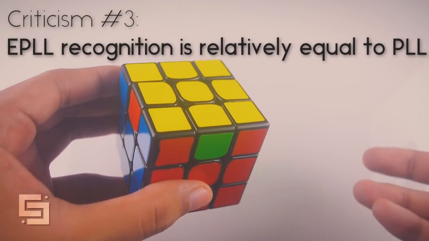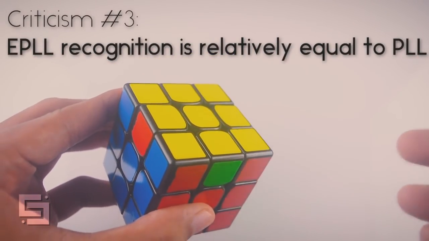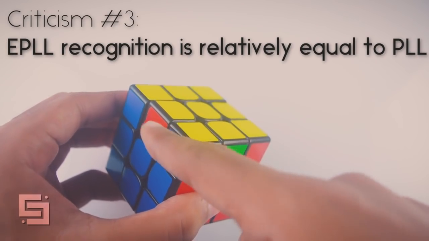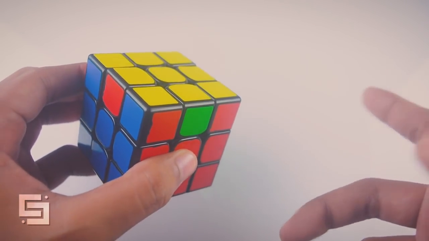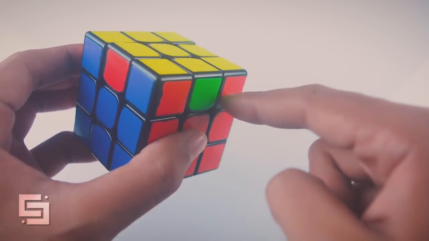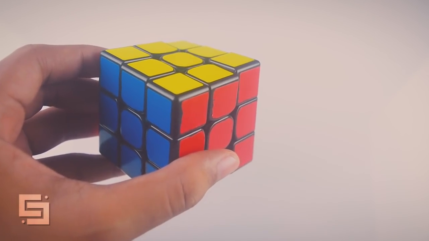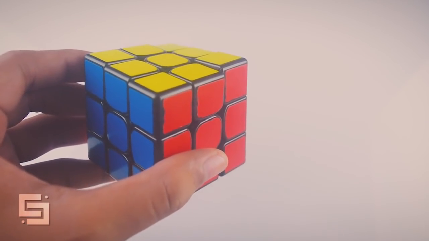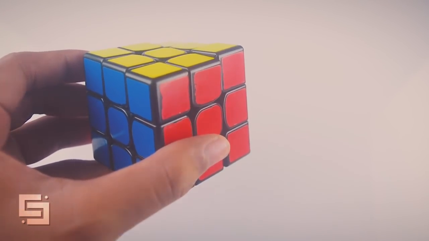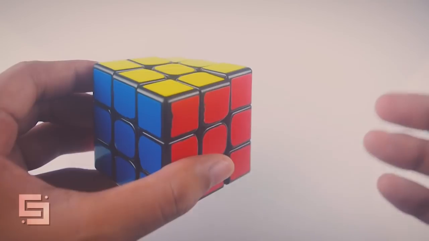Next is the two-sided PLL recognition. I mentioned that EPLLs are fast to recognize because you can recognize the PLL from the two sides, right? So if you were to get this case, you can just look at these two sides and you know that this is the U perm. And this two-side recognition made EPLL recognition faster. But this is not the case because two-side recognition can be used for each and every PLL.